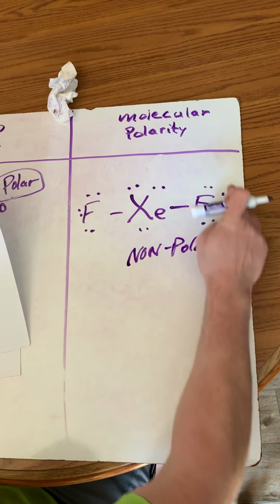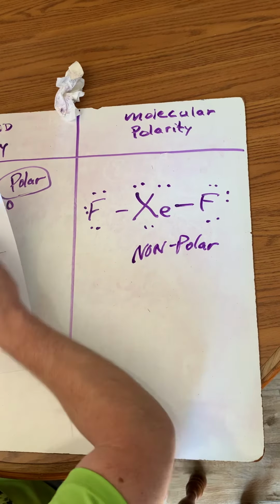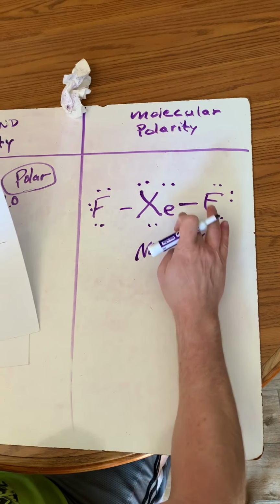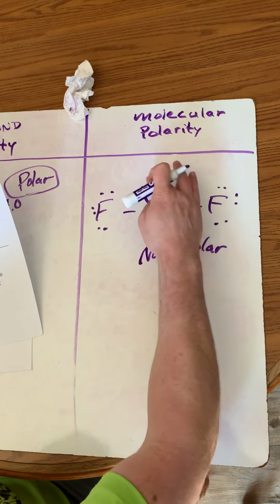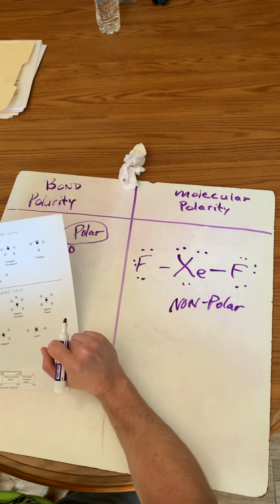It's very important you draw this right. Once you draw it right, it doesn't even matter if you draw it exactly like the sheet. If you draw it right and you figure out the number of lines and the number of lone pairs, you can match it up to this picture here. And that'll tell you whether it's non or not.